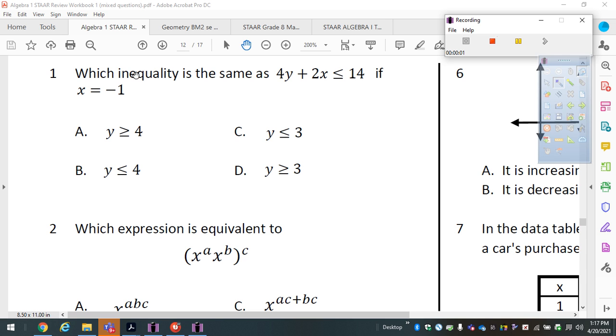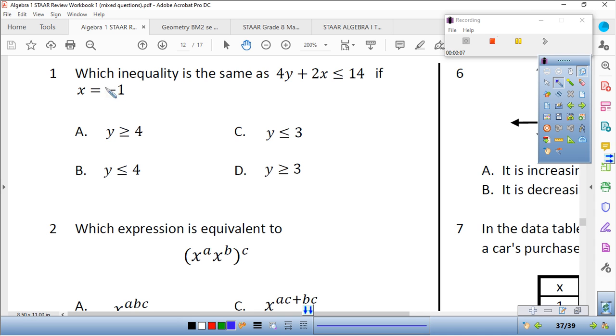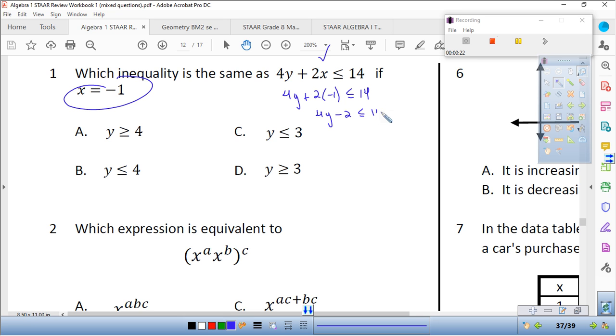Okay, guys, let's work on this one. Which inequality is the same as this one? We're basically saying plug in x to be a -1 right here. We're going to have 4y plus 2 times a -1 is less than or equal to 14. Solve for y, and there it is. So we're going to have 4y minus 2 is less than or equal to 14.